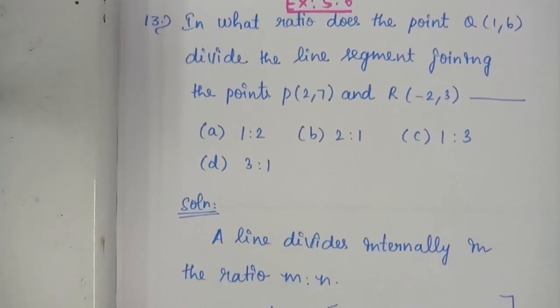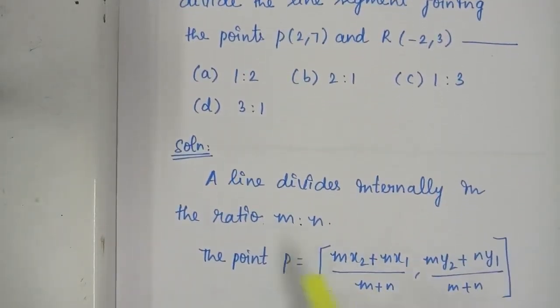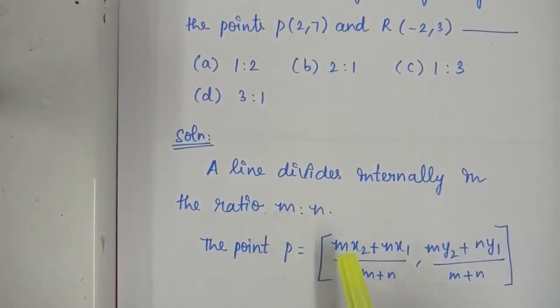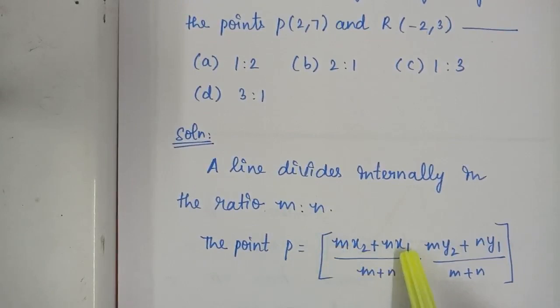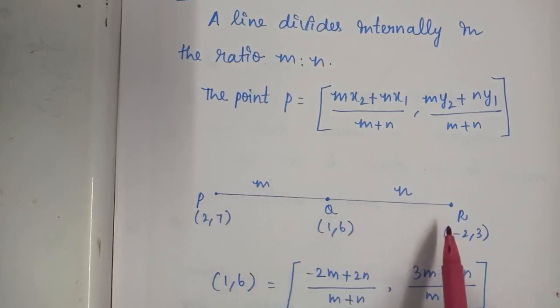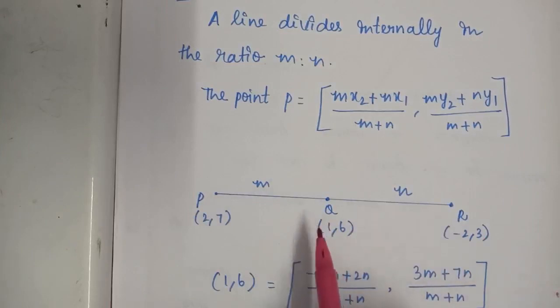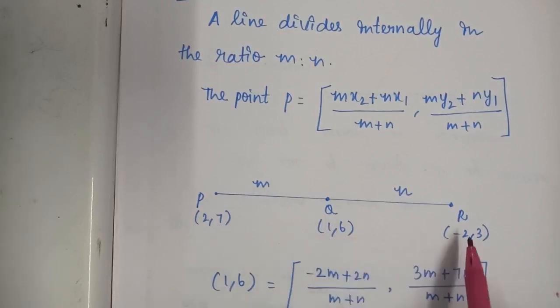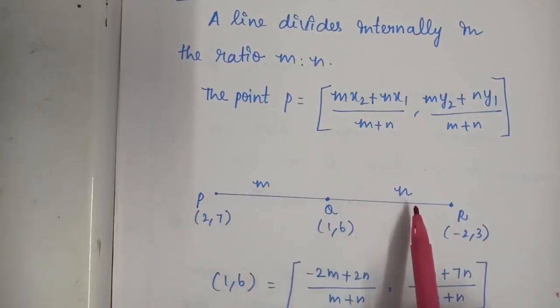So solution, a line divides internally in the ratio m:n, that is the point P is equal to (mx2 plus nx1) divided by (m plus n), comma (my2 plus ny1) divided by (m plus n). So we draw one line PR and Q is the midpoint. The points are P (2,7), Q is (1,6), R is (-2,3), in the ratio m:n.